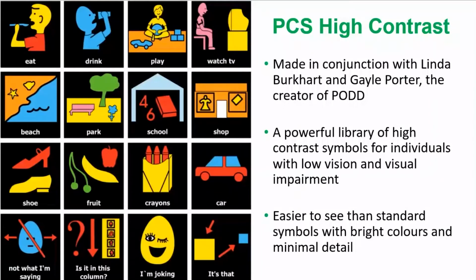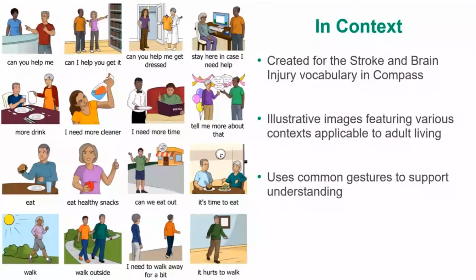Then we have the In Context symbols, and they were basically created as another project for stroke and brain injured patients, and they're more illustrative with various contexts. So if we take the word more, instead of just more, there's more drink, there's more of this, there's more of that, and it shows a definite concept with common gestures to support understanding.